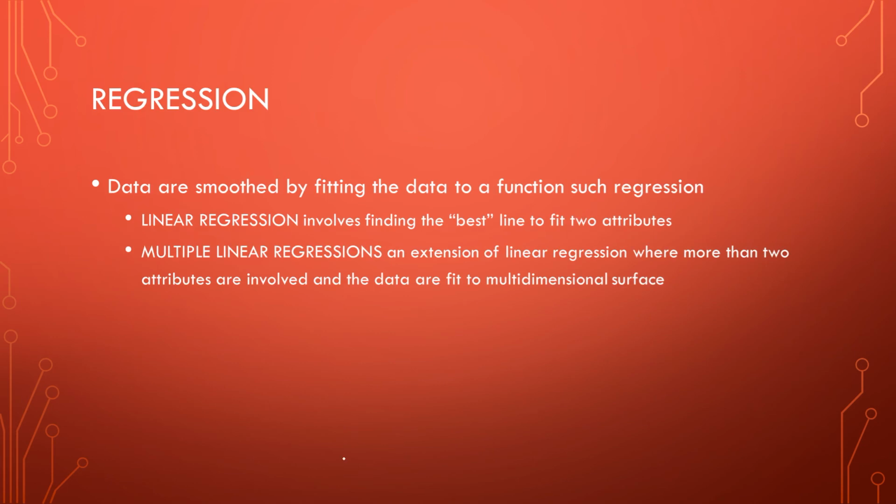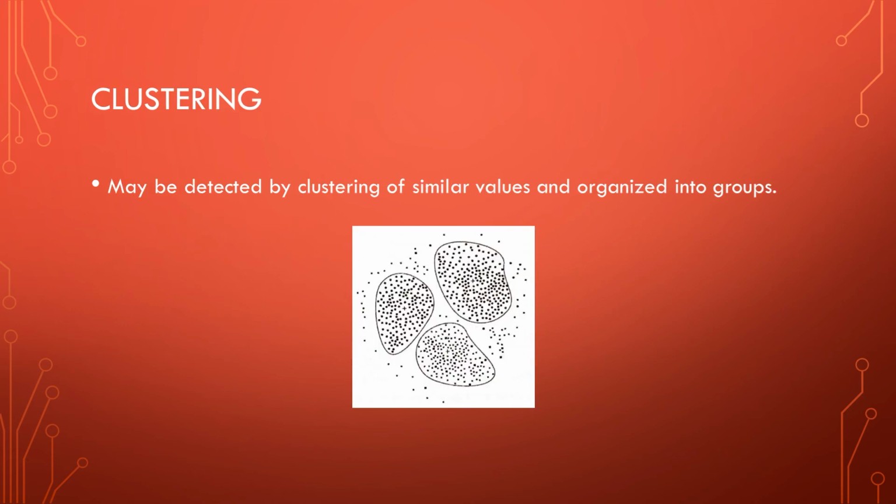Now, moving on with the regression. Data can be smoothed by fitting the data to a function, such as with regression. We have what we call linear regression that involves finding the best line. Okay, we are going to find the best line to fit two attributes or variables, so that one variable can be used to predict the other. We also have the multiple linear regression. It is the extension of linear regression where more than two attributes are involved and the data are fit to a multidimensional surface.